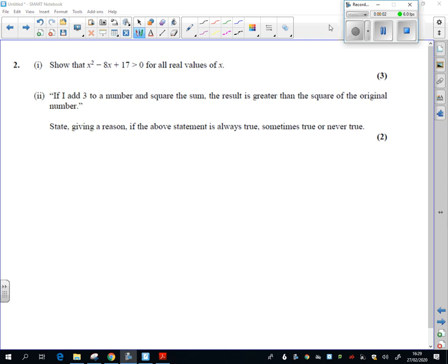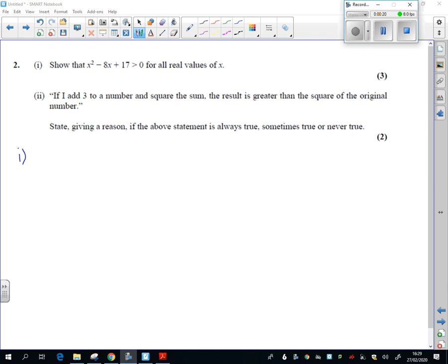Question 2 is on proofs, and with these you've just got to be careful, even if you sort of understand what to do, that you actually get it clearly written down on the page. So part 1 is asking us to show that that quadratic is always positive, is always greater than 0. You can do this through the discriminant.